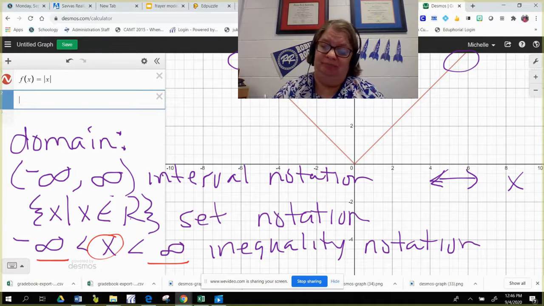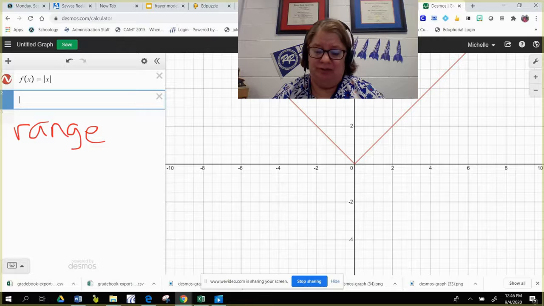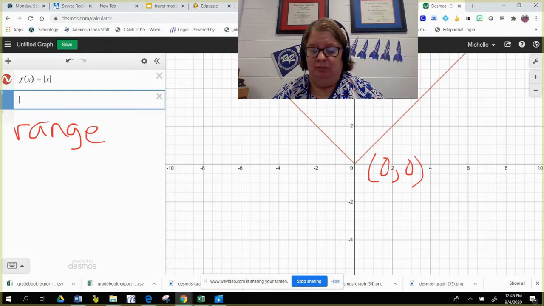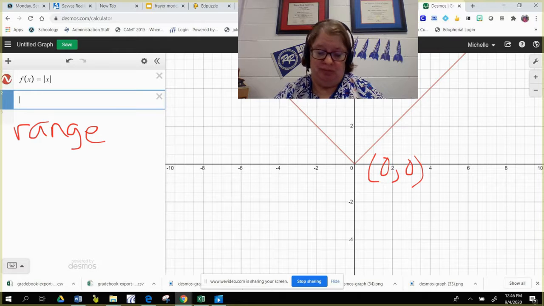Okay. What about the range? What is the range? The range is the set of the y values. So we're looking at the y-axis. What's the lowest y value in this function? It's 0. Notice if you look below the 0, there are no y values here, right? All of the y values are positive. So if I'm going to do interval notation, that 0 is included because this graph does touch (0, 0). It does go through the (0, 0).